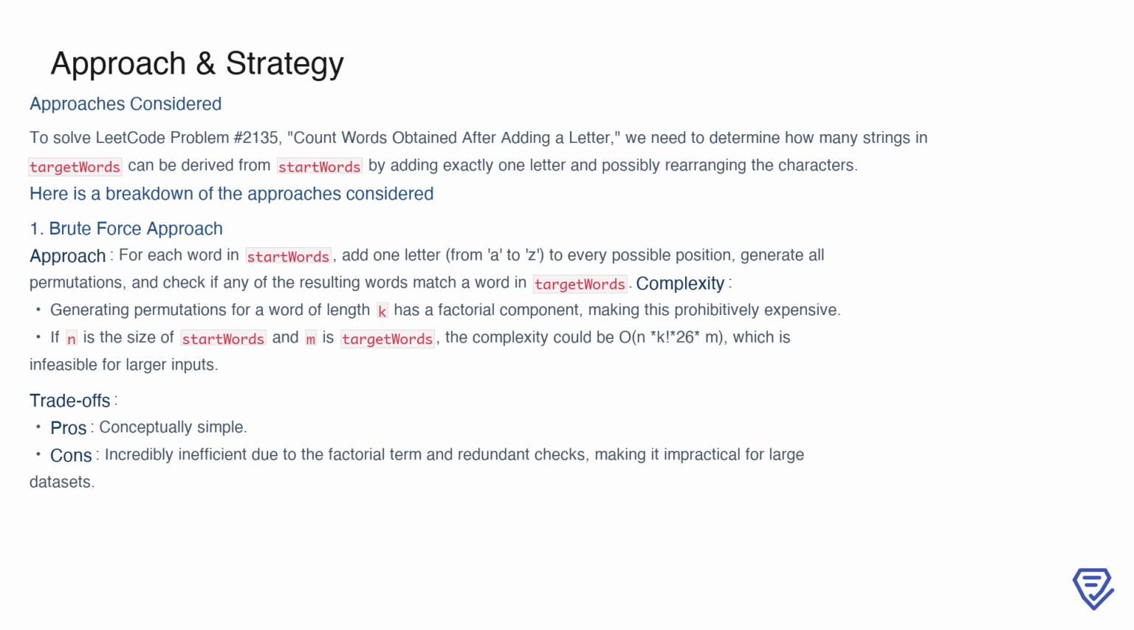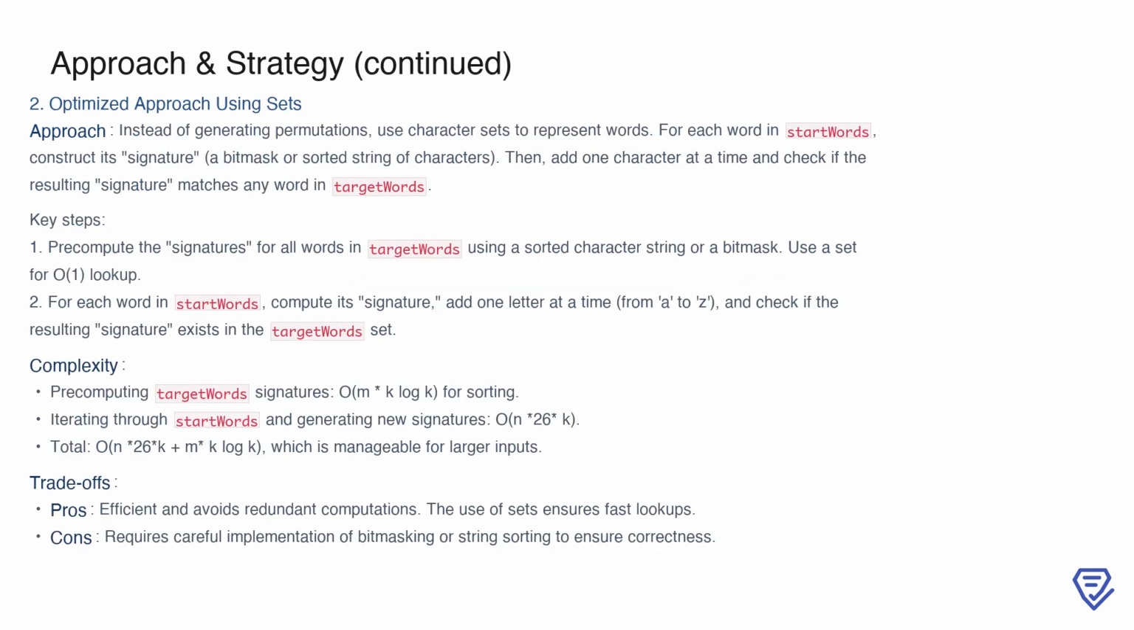While this approach is conceptually straightforward, it's computationally expensive. Generating all permutations for a word introduces a factorial term, and when combined with the size of the target words list, the complexity becomes infeasible for larger inputs. This inefficiency, along with redundant computations, makes the brute force approach impractical despite its simplicity. A more efficient method is the optimized approach using sets. Instead of generating permutations, we represent words as character sets. Here's how it works.